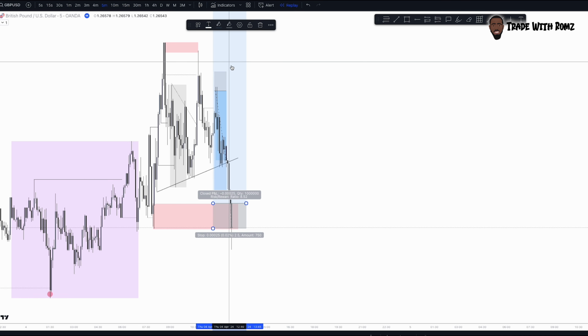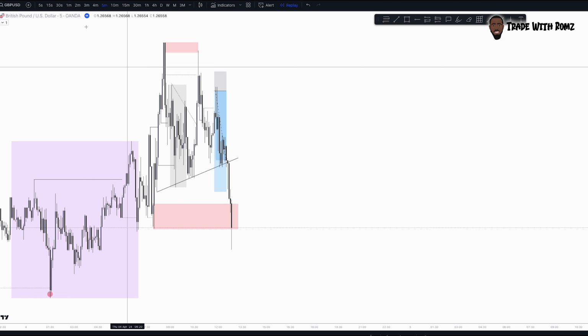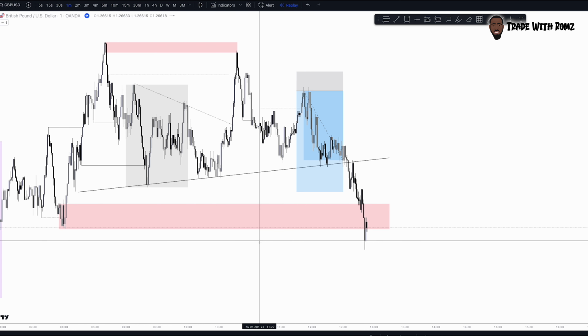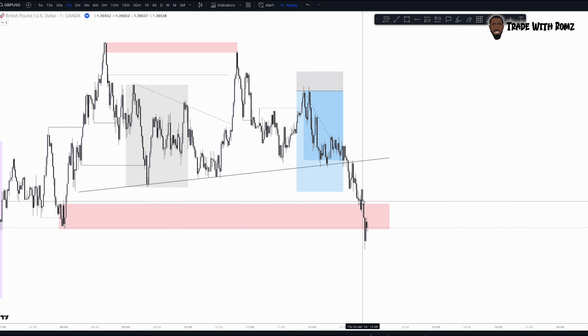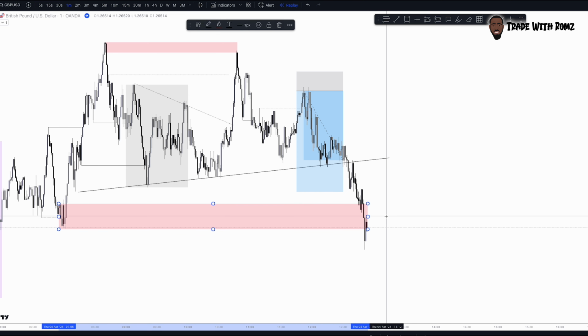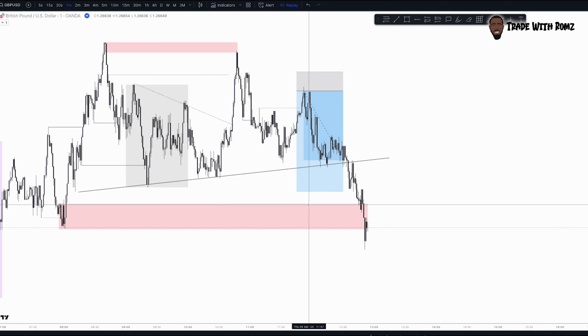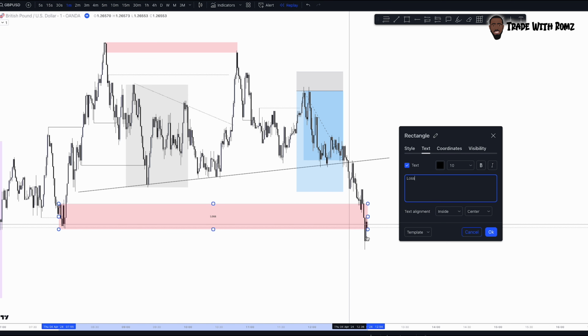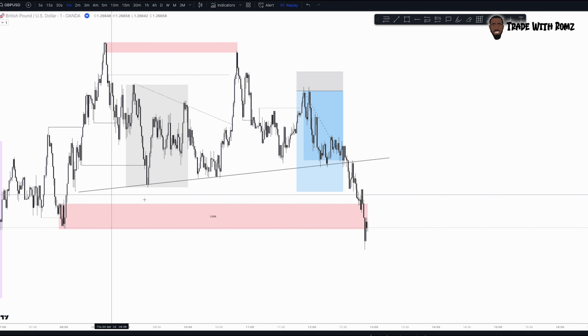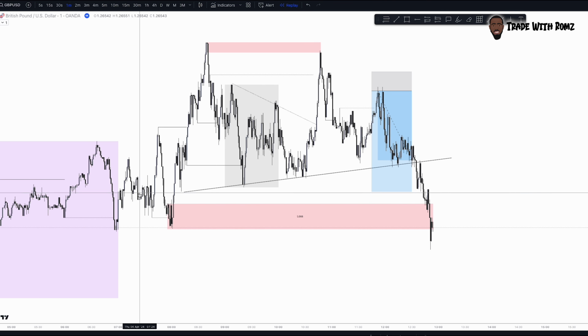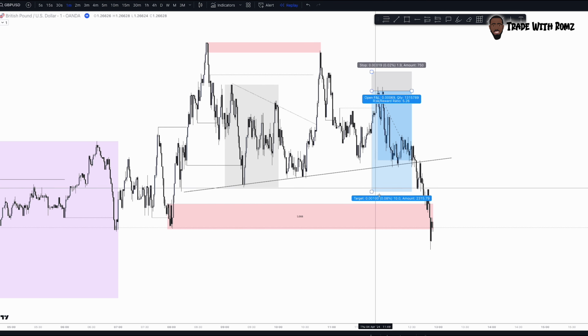I set a limit here. You can see on the M1, price failed to give me a small response, and then just blew straight through my POI and my stop loss. So we can put that down here as a loss that I took, which is absolutely fine. And for me, it's still a valid trade in the sense that I didn't expect price to.